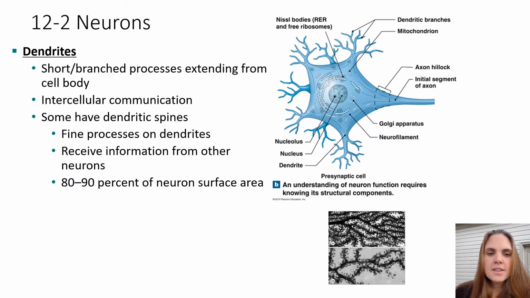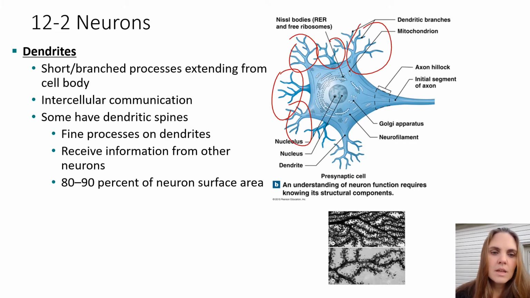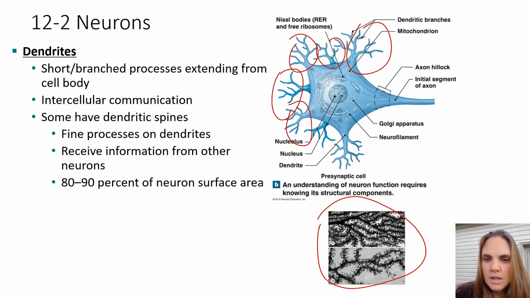Coming off the cell body, we have what are called dendrites, and that's these little branch structures that we see here. These dendrites are short and highly branched processes that extend from the cell body, and they have a key role in communication between cells. Some of them have little spines, which are little tiny processes on the dendrites, and you can see that in the image down at the bottom here. This is a dendrite, and it's got all these little spines coming off of it.